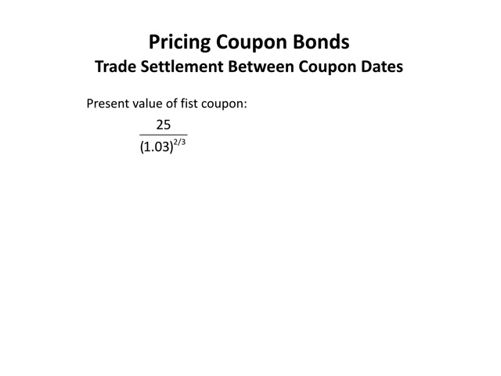Given that there are only 2/3 of a coupon period until the receipt of the first cash flow, to find the present value of the first coupon payment, we would need to divide the $25 amount of the first periodic coupon by 1.03 raised to the 2/3 power, reflecting the fact that there are only 2/3 of a coupon period remaining until the cash flow is due.